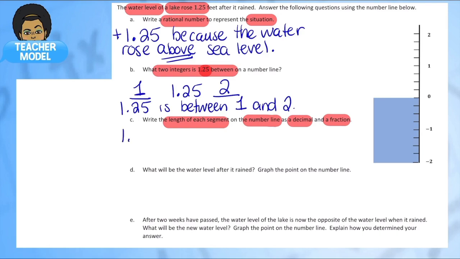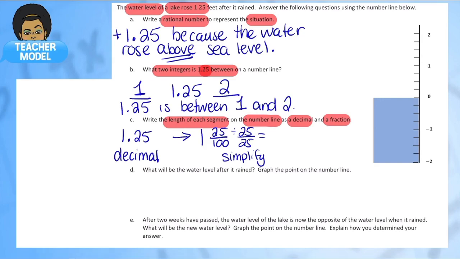So I have 1 and 25 hundredths already as a decimal. So remember how we changed this to a fraction? We just say the name. 1 and 25 hundredths is the same as 1 and 25 over 100. So that's pretty easy. We just have to now simplify our fraction. And 25 and 100, I can just tell that the common factor is 25. So 25 divided by 25 is 1. 100 divided by 25 is 4. So I get 1 and 1/4. So I'm going to write those two numbers down.